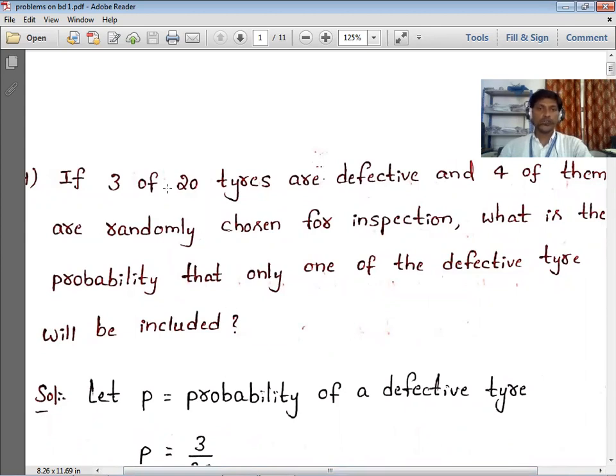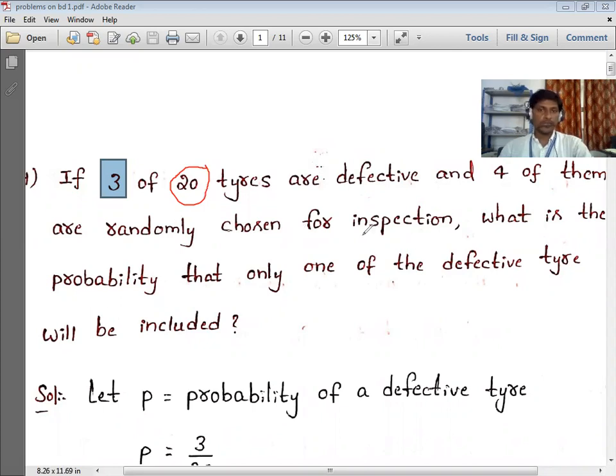Okay. So here it is. First, how many tires are in that? Total 20 tires are here. So in the 20 tires, how many are defective ones? 3 defective ones. Okay. So total 20 tires, in that 3 are defective ones. Next, 4 of them are randomly chosen for inspection. It means that randomly they chose 4 tires.